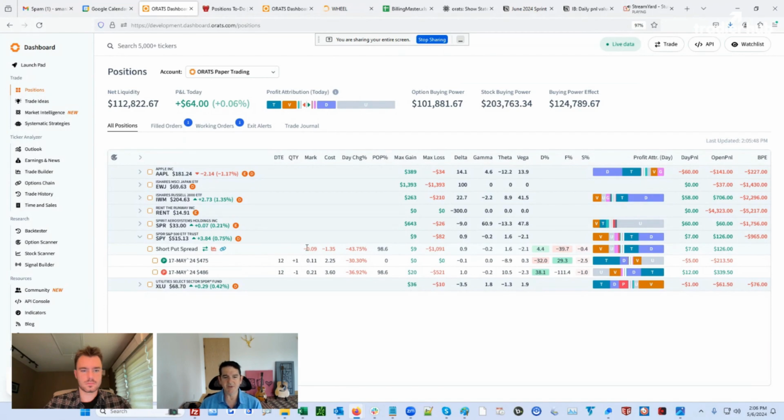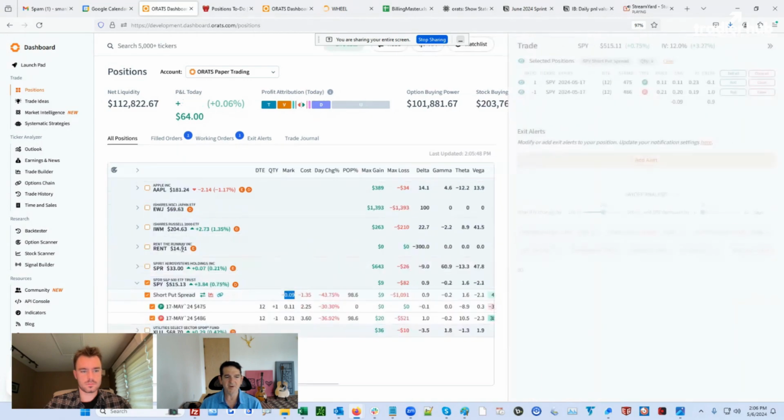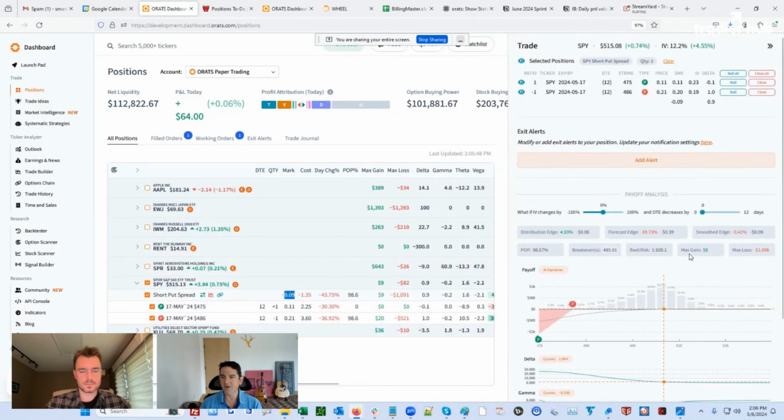Now, this is a very small position. It's only worth 9 cents, so the most we can make on it is 9 cents. And the most we could lose is the difference between the strikes less the amount that we received for this particular spread. If I pull it up in the trade analyzer, the max loss on this position is about $1,000 here. So it's 486 minus 475.